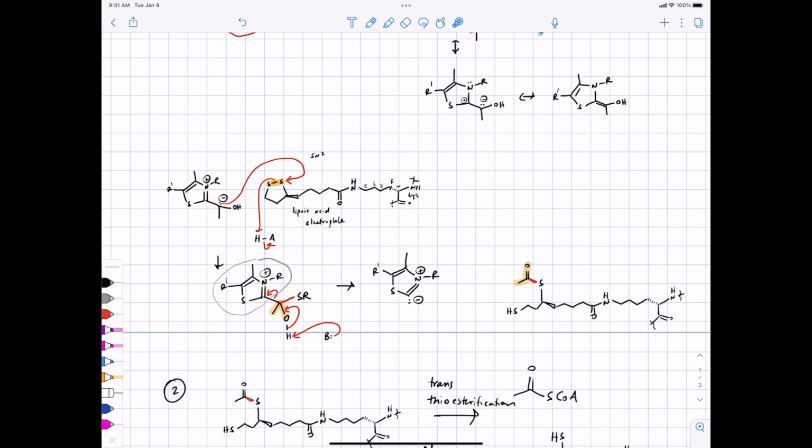Mechanism questions, again, you're not going to be drawing any of this from scratch, but you will need to choose, for example, which mechanistic steps are correct versus incorrect.